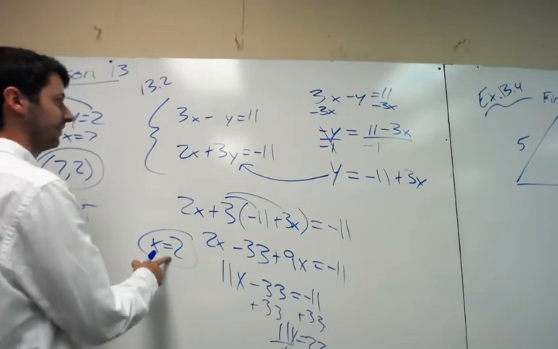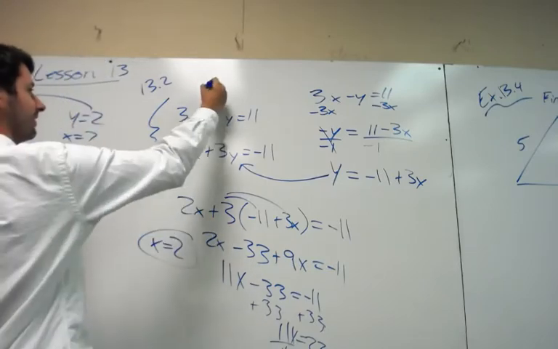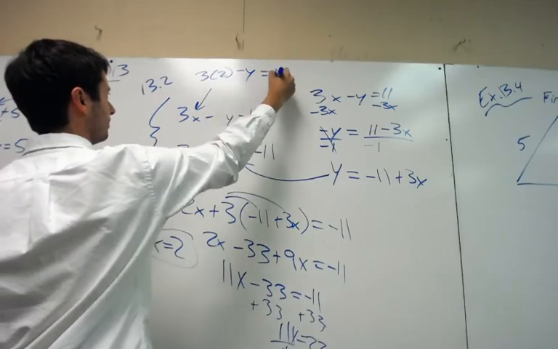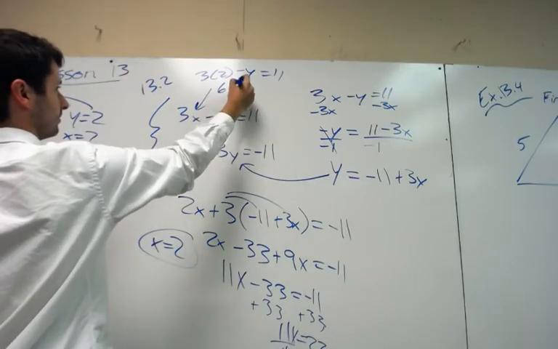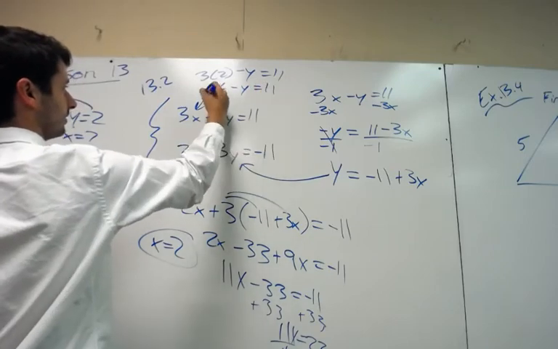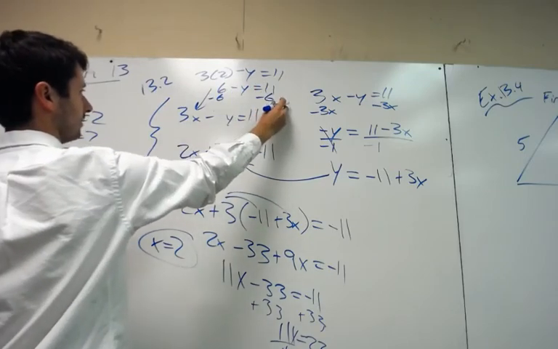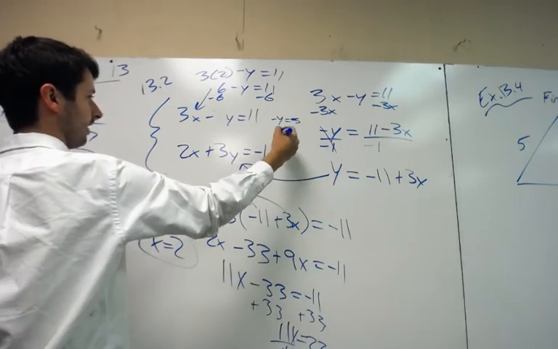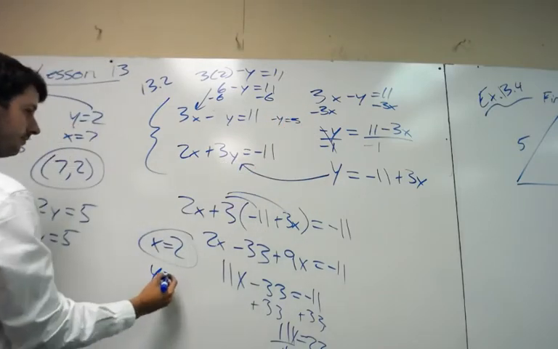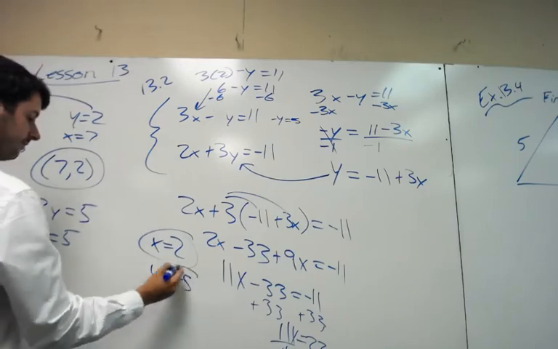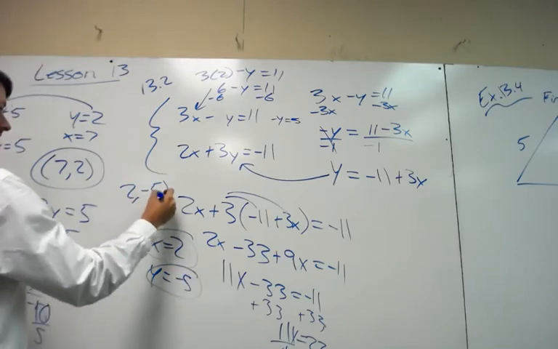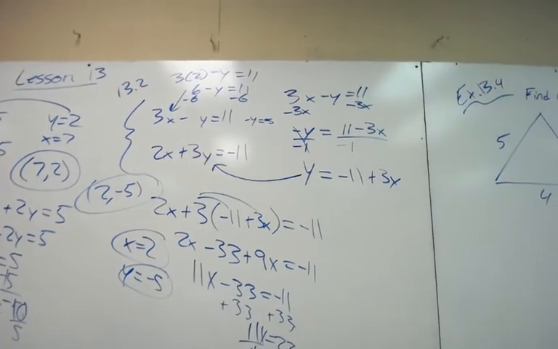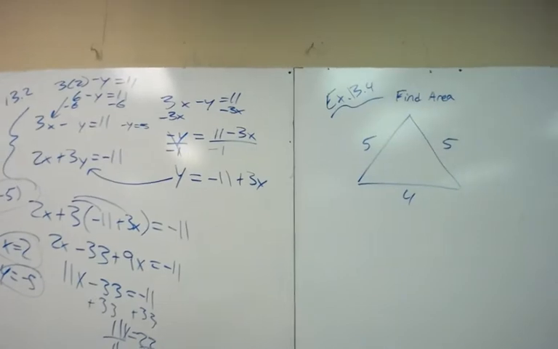X equals 2, and now you just got to plug that in. 3 times 2 minus y equals 11. 6 minus y equals 11. Subtract 6. It's getting a little cluttered. Negative y equals 5. Divide by negative 1, so y would equal negative 5. Write those like so. And there is your answer. So that is how you do substitution.